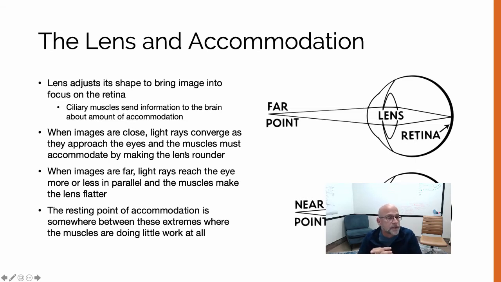When images are close, the light rays converge as they approach the eyes, and the muscles have to accommodate by making the lens rounder, and that's exactly what's happening here. But when they're far, the light rays reach the eye more or less in parallel, and the muscles make the lens flatter. There's a point between these two things which is a happy medium. It's called the resting point of accommodation. It's somewhere between these two extremes where the muscles are doing very little work at all. And of course you can imagine that's a nice situation for design. Often you want things at that resting point of accommodation.